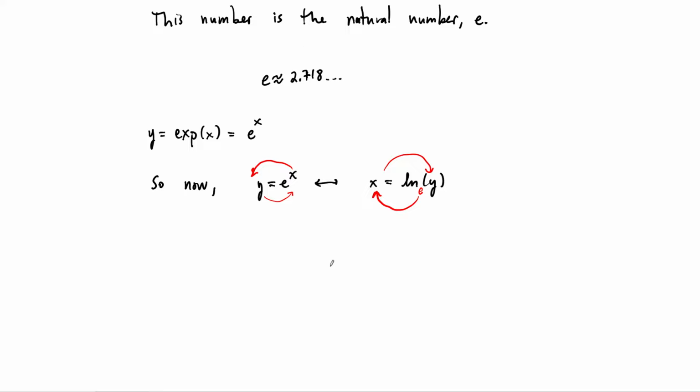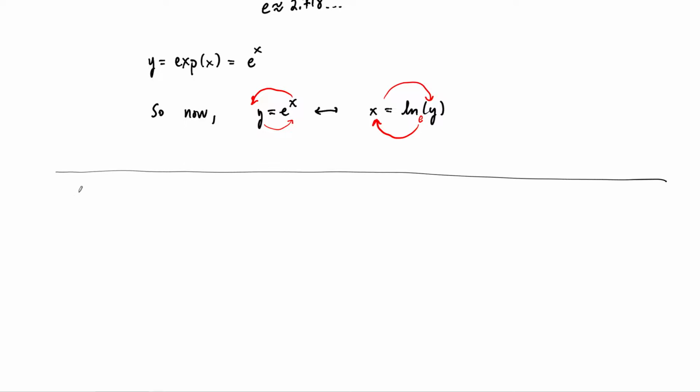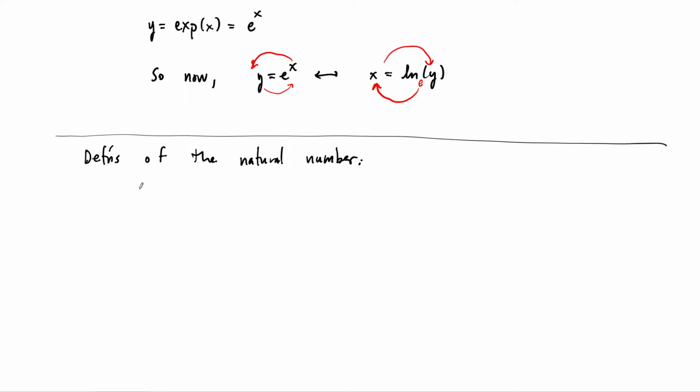All right, well, there's a couple of different ways that we can write down what this number is. In this video, I just want to give us a review of what the function itself is. But here's a couple of ways to realize the natural number e. We'll call these definitions of the natural number. All right, and these say the following.